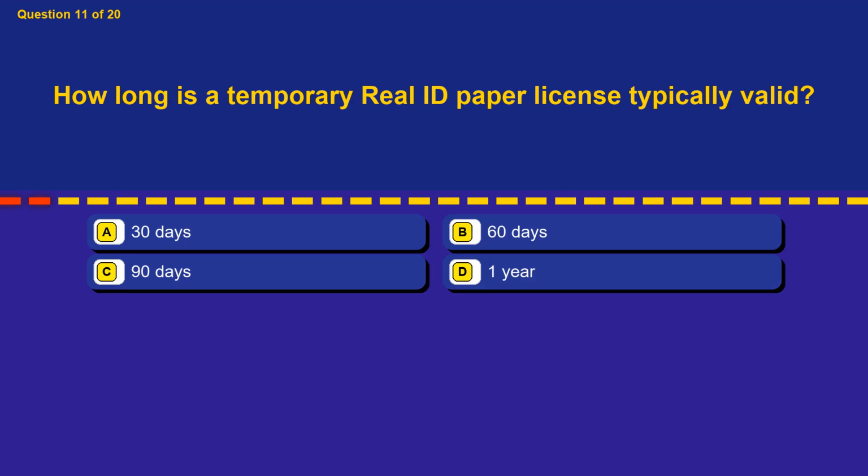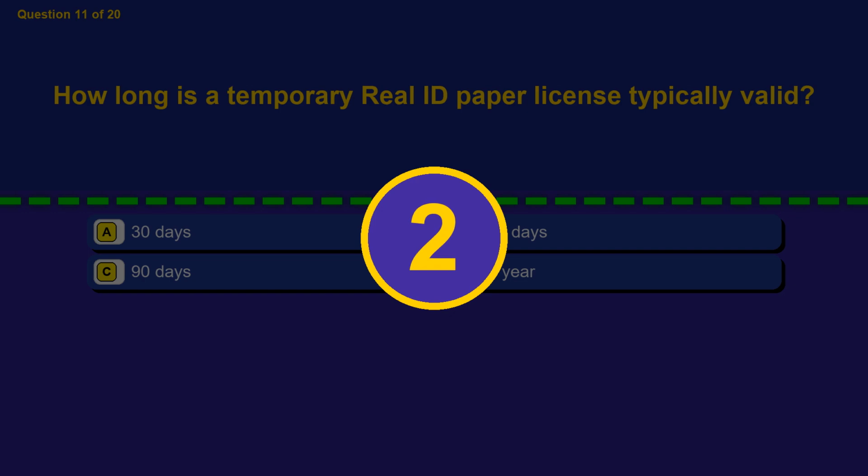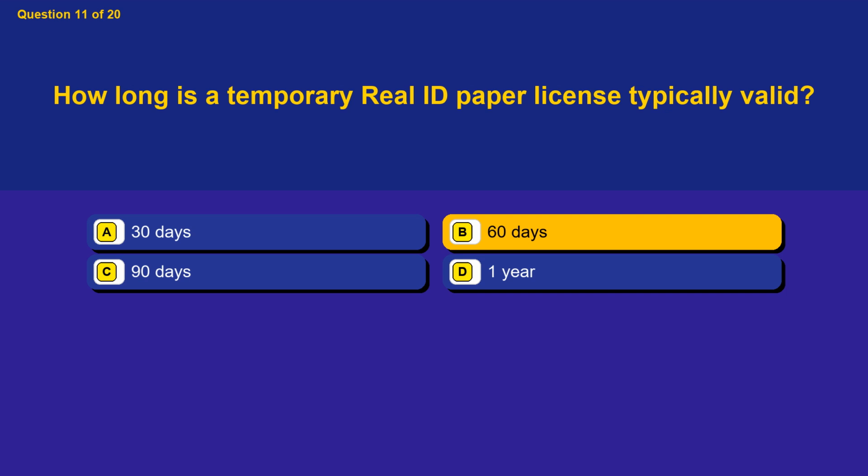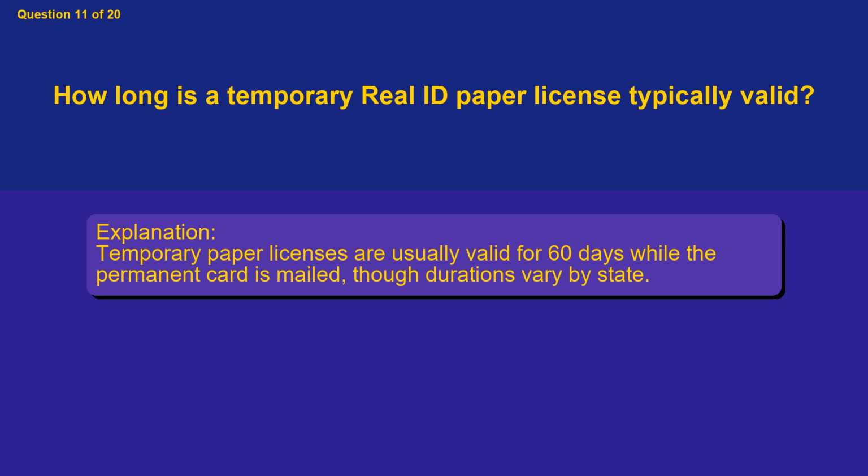Question 11. How long is a temporary Real ID paper license typically valid? Option A, 30 days. Option B, 60 days. Option C, 90 days. Option D, 1 year. The correct answer is option B, 60 days. Temporary paper licenses are usually valid for 60 days while the permanent card is mailed, though durations vary by state.